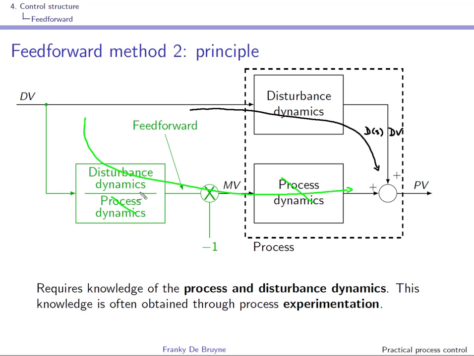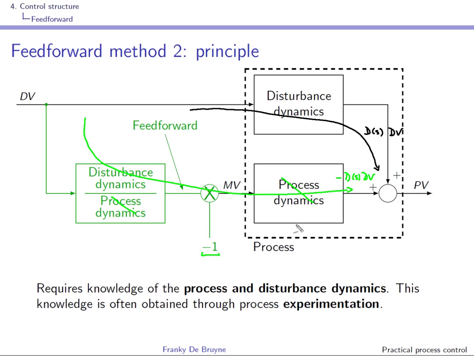And of course then you need to shape this second path so that it has exactly the same dynamics as the first one, and of course you need to give it the correct sign. Okay, so you can kind of see here that if you have an exact model of the process and an exact model of the disturbance, what you will see over here is minus D of S dV, right? D of S acting on dV.